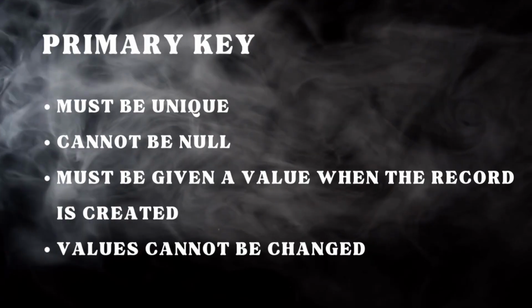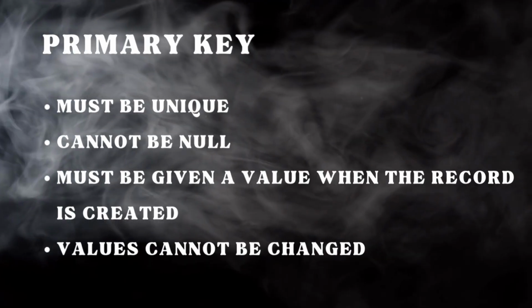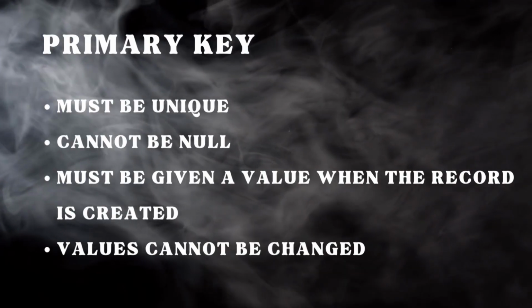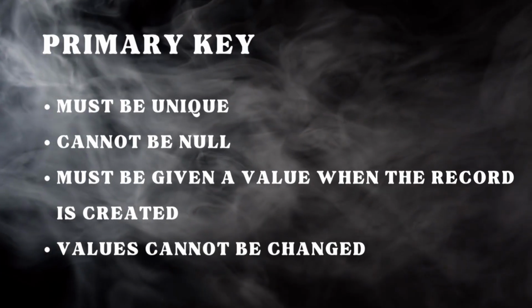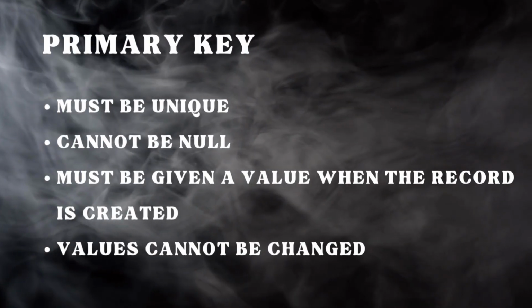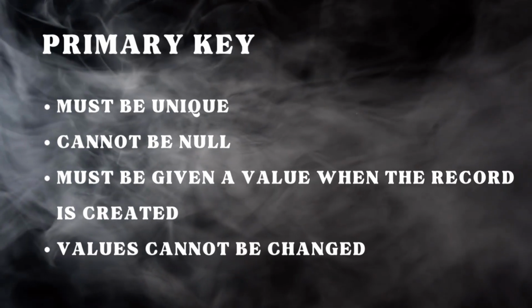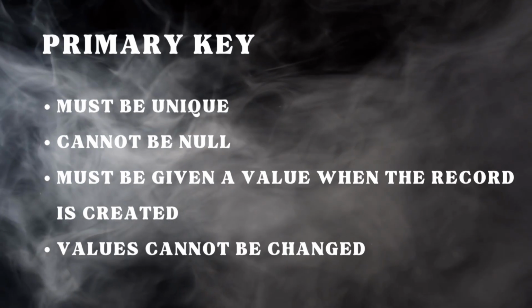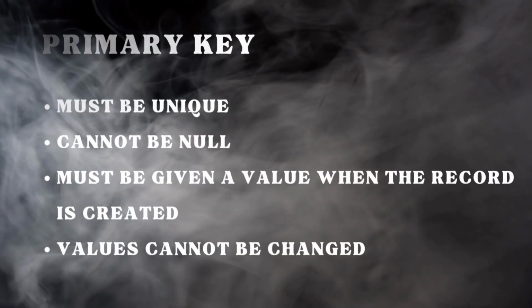Third, it needs the value created as soon as the record is created. There's no opportunity to fill in part of the record and then come back and give it a primary key later. It all needs to happen at the same time, and fourth, primary keys cannot be changed once they're created, except in very extreme cases, and with a lot of careful planning.